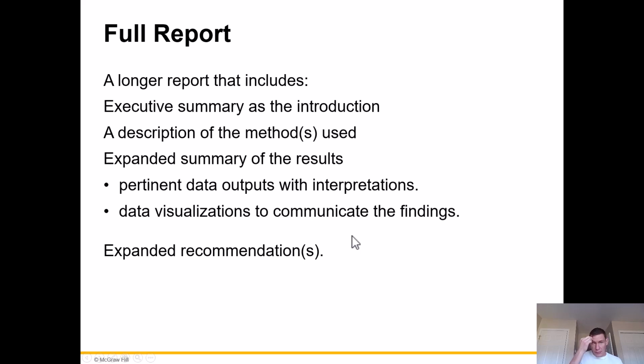And a full report, like I say, of course, would be longer. The executive summary is also always at the beginning, so it's the first thing that the executives would see. A description of the methods used would be an expanded summary of the results, where we would show pertinent data outputs with the appropriate interpretations, data visualizations to, of course, communicate the findings, and expanded recommendations.